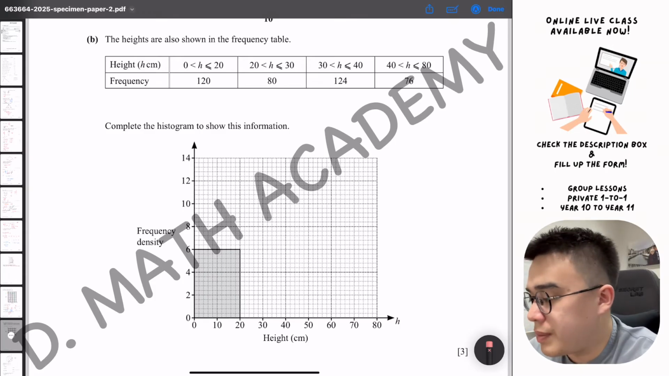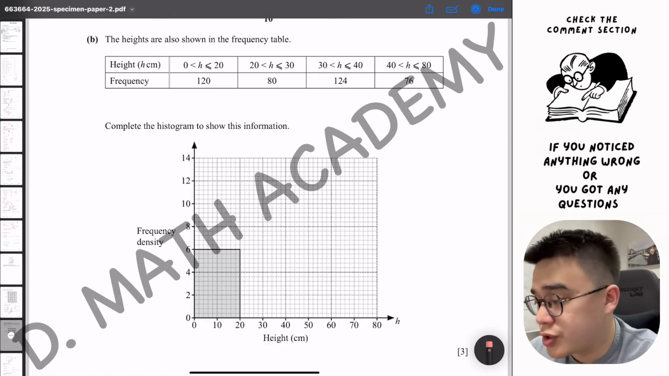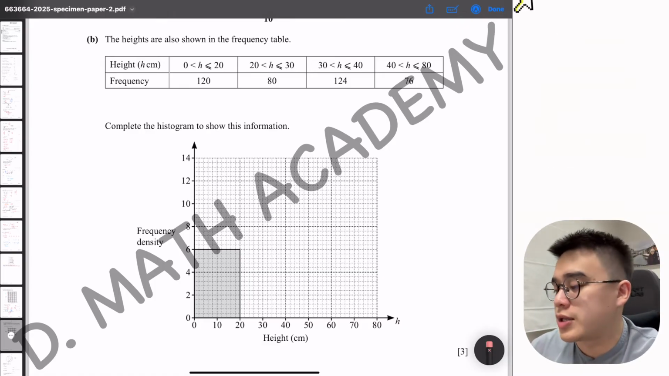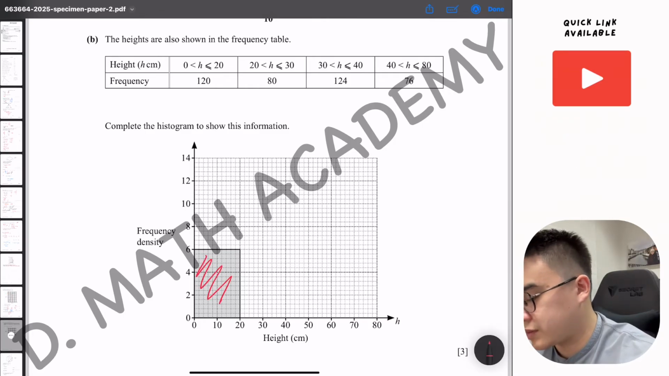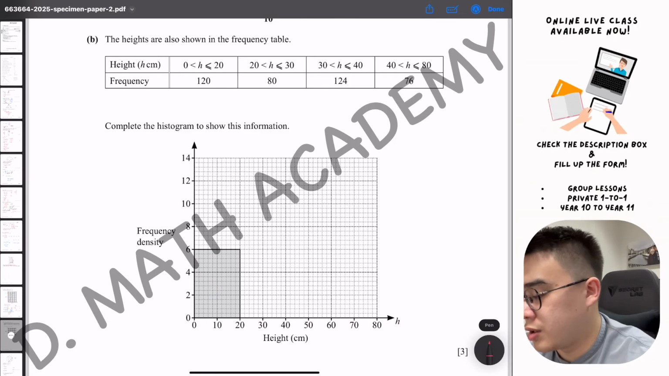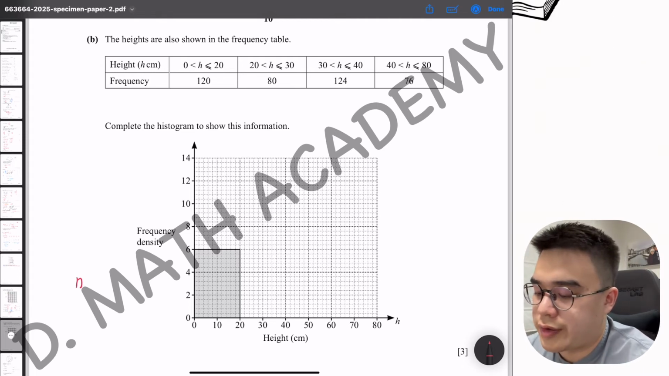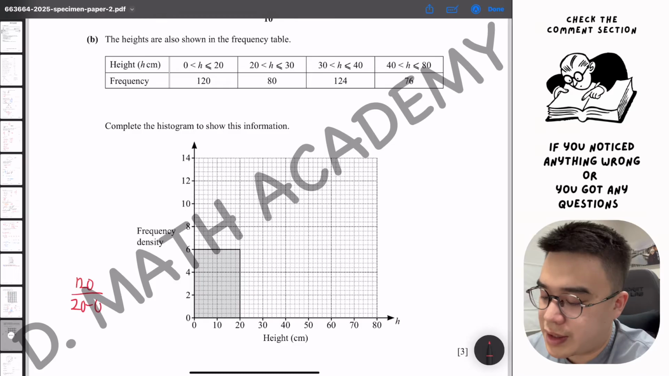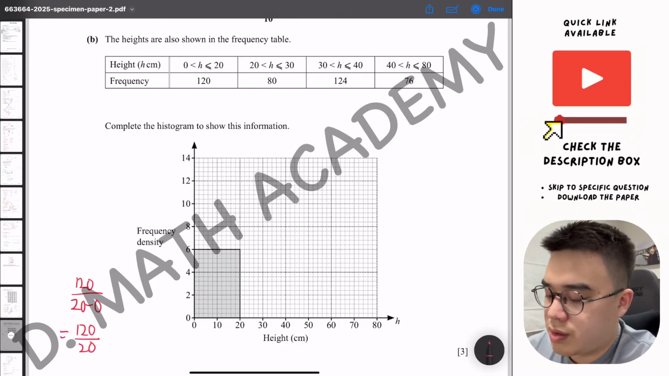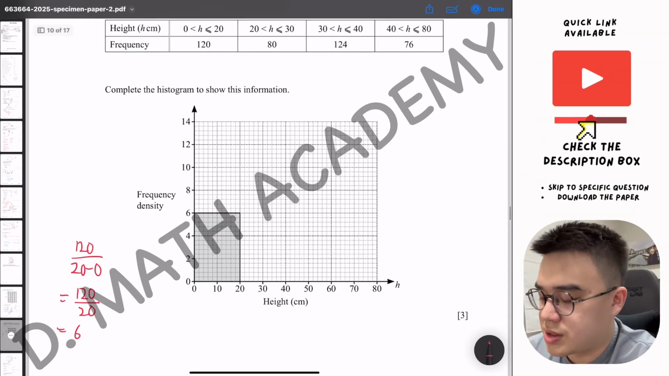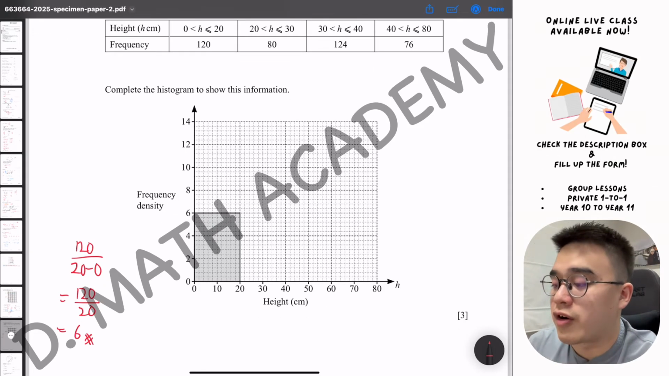Moving on to part B, we have frequency density. As per usual, you need to have the habit to double check the table that was drawn for you, which is this one right here. The formula goes by frequency divided by class interval. So 120 divided by 20 minus 0, and you will get 6. So it was correct. There's no scale factors involved here.